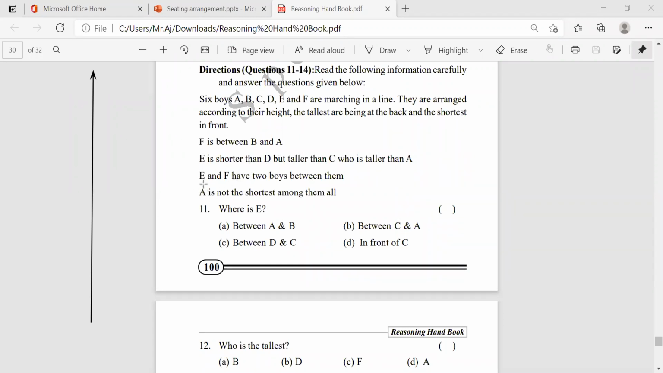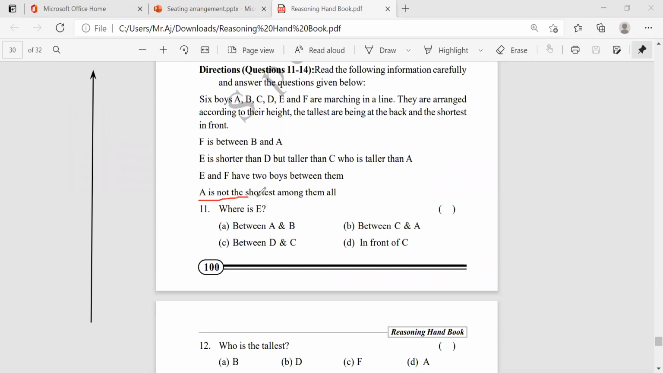And another statement. E and F have 2 boys between them. E and F have 2 boys between them. Is it not a direct statement? It is an indirect statement. Okay. A is not the shortest among them all. So that means here from this. Okay. Now you just see this.